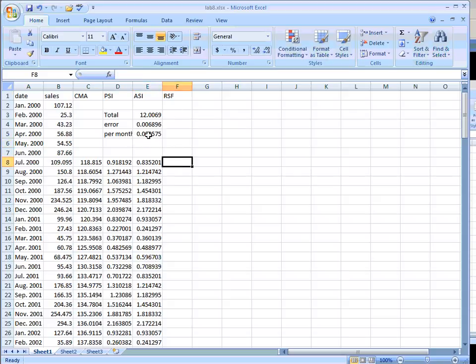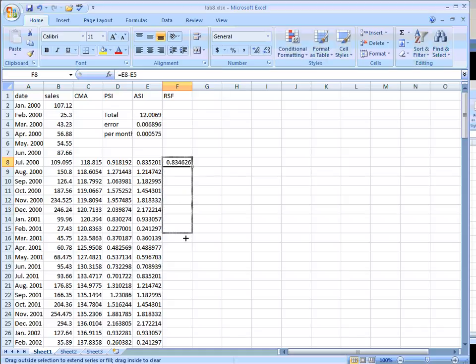Revised seasonal factor. Now you could, if you wanted to, skip the error one and just do a calculation out for here per month if you wanted to. Since on average the ASI is that much, 0.000575 too much, the revised seasonal factor will equal the average seasonal indicator minus that amount. If you had done it as 12 minus, that would be negative and you would add.